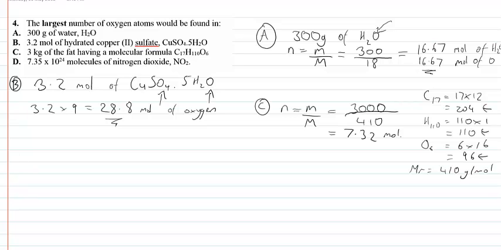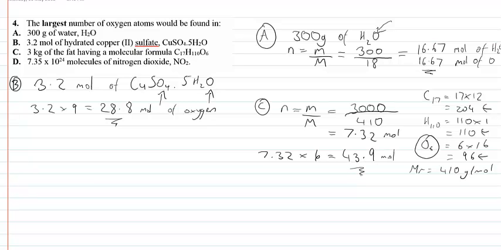Now, the other thing to be aware of is that in each molecule, we have 6 oxygens. If we have one molecule, we'll have 6 oxygen atoms. If we have 2 molecules, we'll have 12 oxygen atoms. So if we have 7.32 mole, the number of oxygen atoms will be 7.32 times 6, because each molecule contains 6 oxygen atoms. If we work this out, we will get 43.9 mole. So we have 43.9 mole of oxygen atoms in that amount of fat. So let's underline that as well.